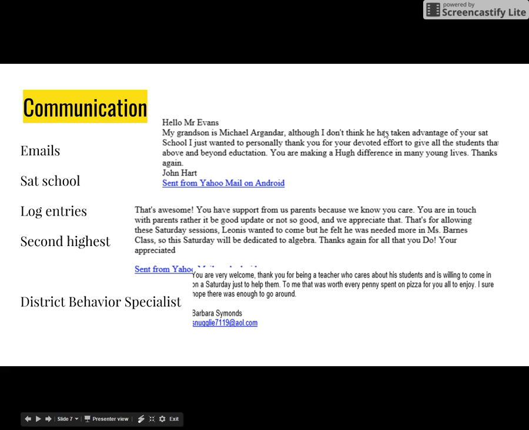Parents who will thank me for helping them out. You can read them on your own. Probably my favorite was this one right here, because the parent was just real. It says, "That's awesome. You have support from us parents because we know you care. You are in touch with parents, whether it be a good update or not so good. And we appreciate that. That's for allowing these Saturday sessions."